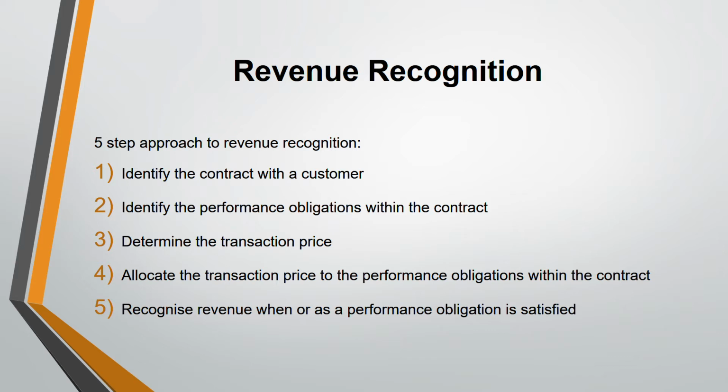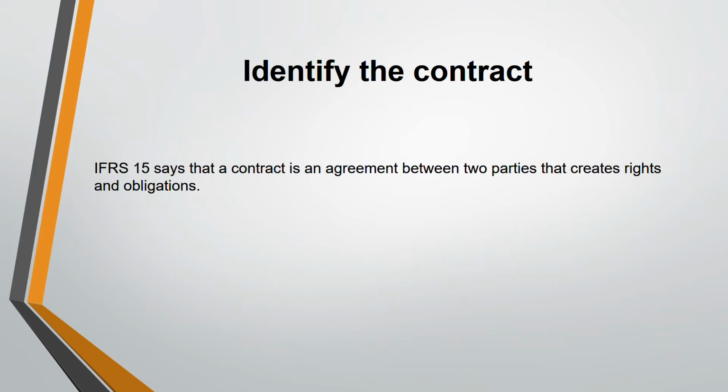So let's start with step number 1, identify the contract. IFRS 15 says a contract means any agreement between 2 parties that creates rights and obligations. That means one party has a right to receive from the other party, and the other party has an obligation to pay. One party is receiving, the other party has to pay. That is called a contract.